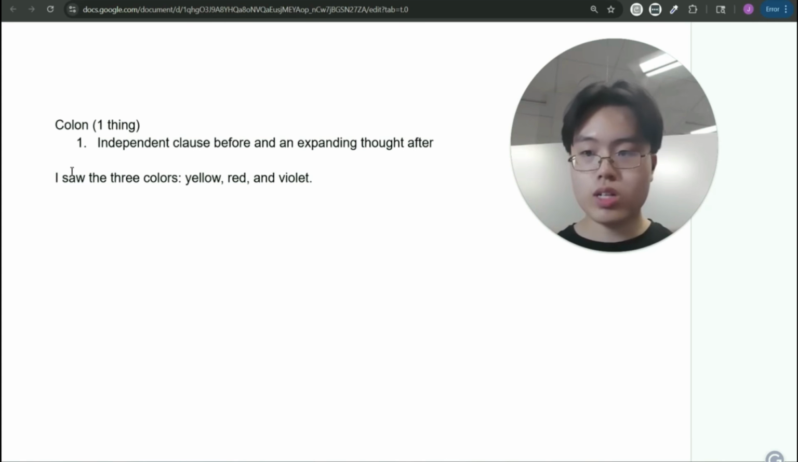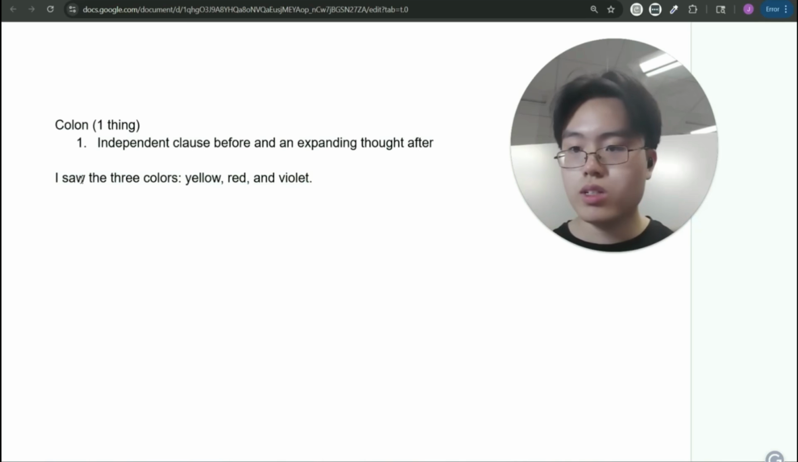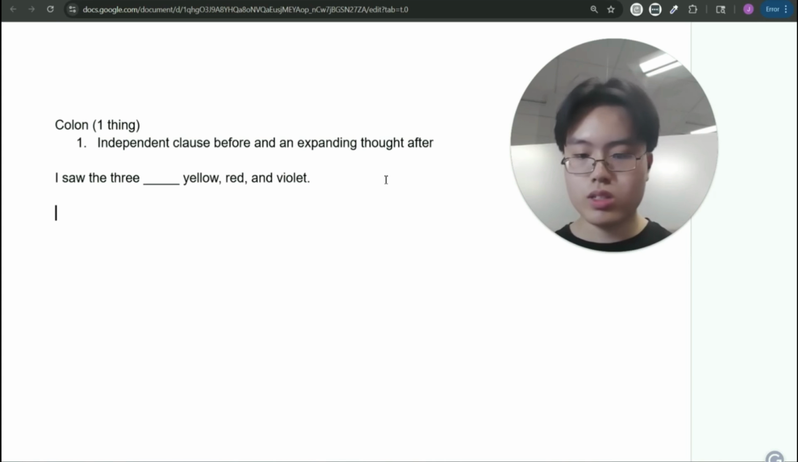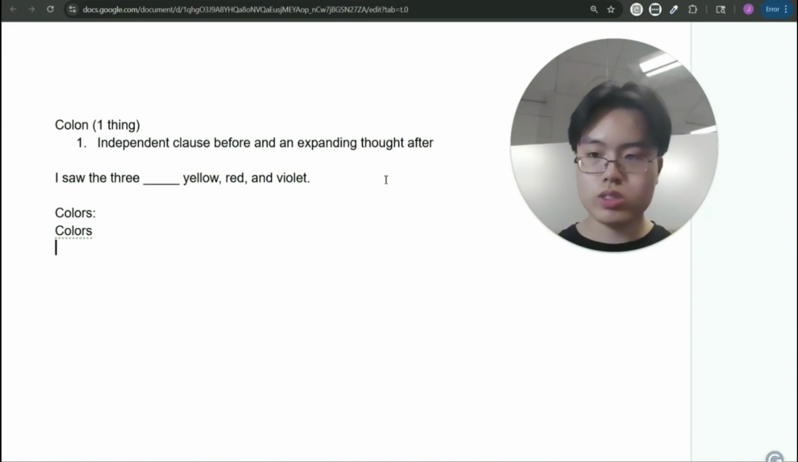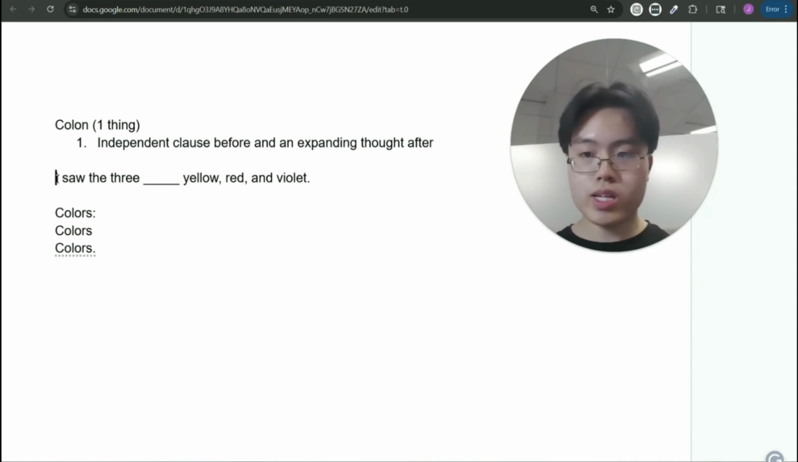So this is an independent clause. 'I saw' is the subject and the verb. So this is an independent clause before the colon. And after the colon, this expands on what the 3 colors were. So it expands on something right before the colon. This is an example of a good use for a colon. And if you see this, it would probably look like a blank, and the answers would be like 'colors' with a colon as one answer choice, 'colors' with no punctuation as another, and 'colors' with a period as another. Basically, for a colon, it has to be an independent clause before.